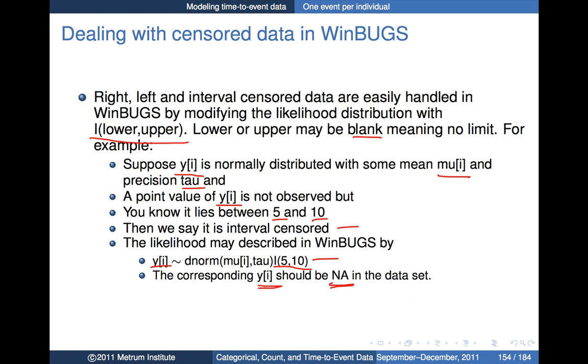And I should comment, since right censoring is so common in time-to-event data, when you have right censoring, that's going to be indicated by having only a lower bound inside here, no upper bound. So let's say in this example where I said it lay between 5 and 10, oh no, all I know is that it had to be greater than 5 because I've observed them up to 5 weeks and no event occurred. In that case, you would simply leave a blank. You'd put 5, comma, and then nothing for the second argument.